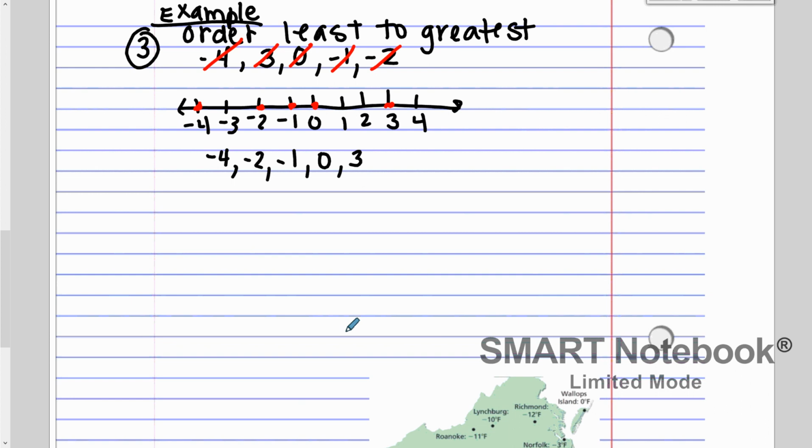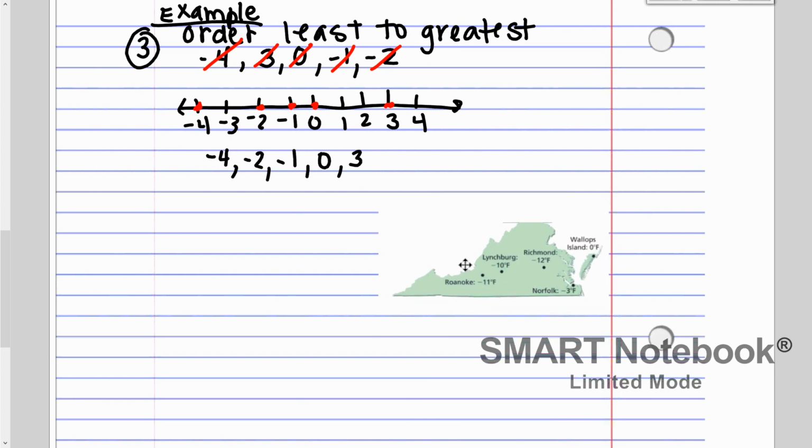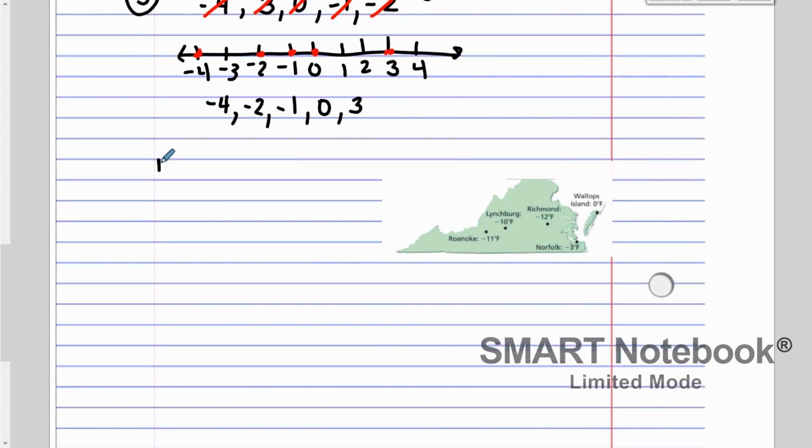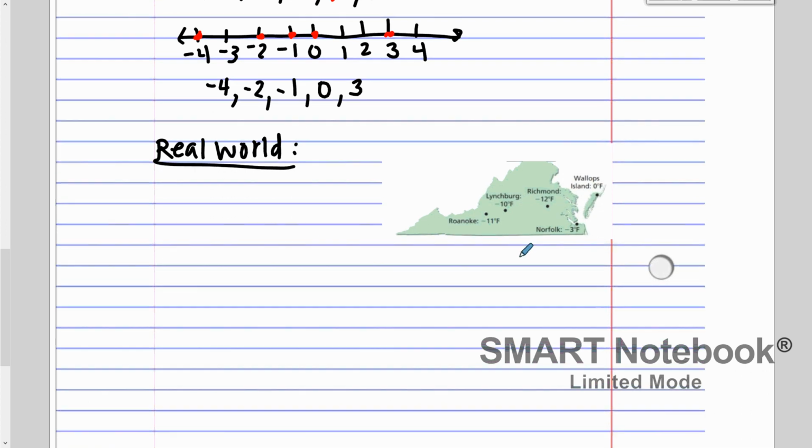All right, we are going to go ahead and do this next example. You do not need to draw this picture. I just have it in here so that we can look at it, because we're going to do a real world example as well, and then we'll be done.